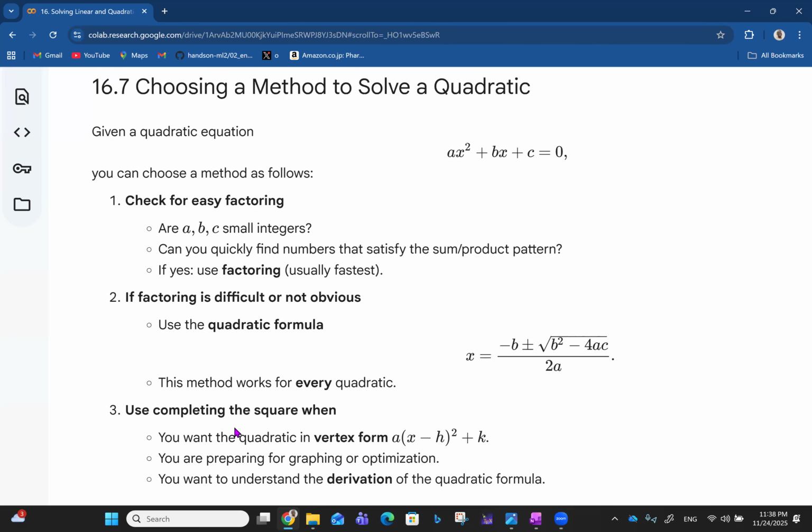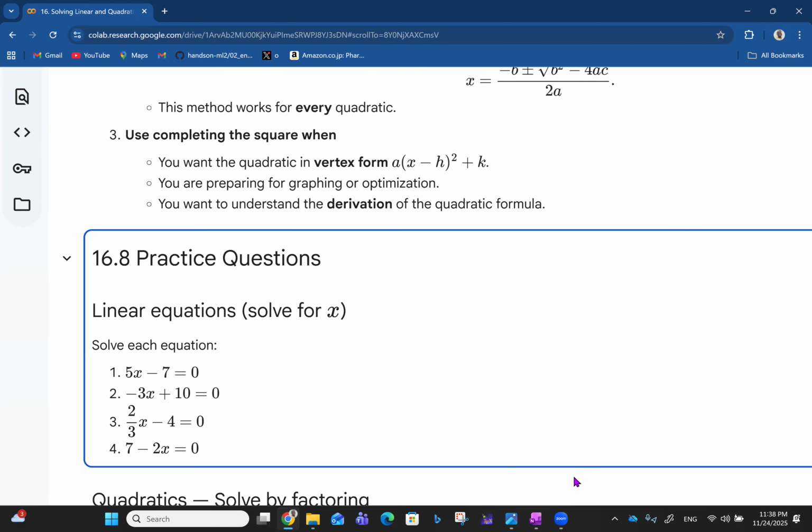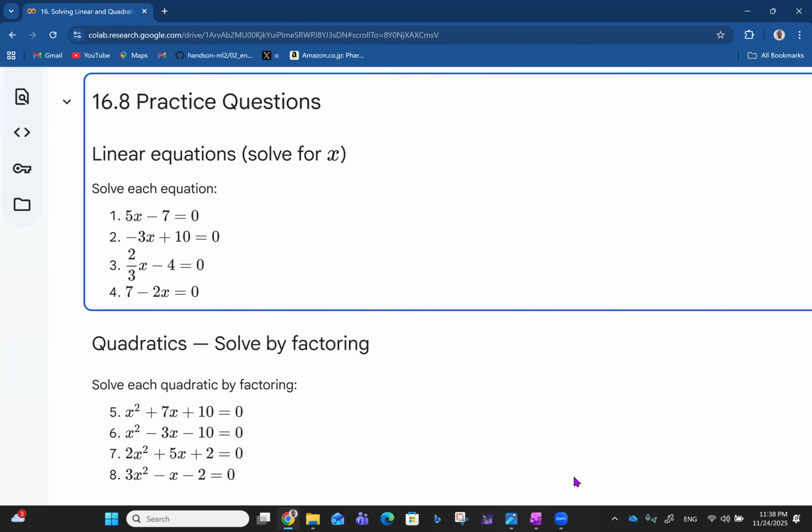And then use completing the square when you want the quadratic in vertex form, a times x minus h all squared plus k. Then you're preparing for graphing, optimization, or you want to understand the derivation of the quadratic formula. So you should use completing the square in that case. Now here we have solve for x, for a linear equation.